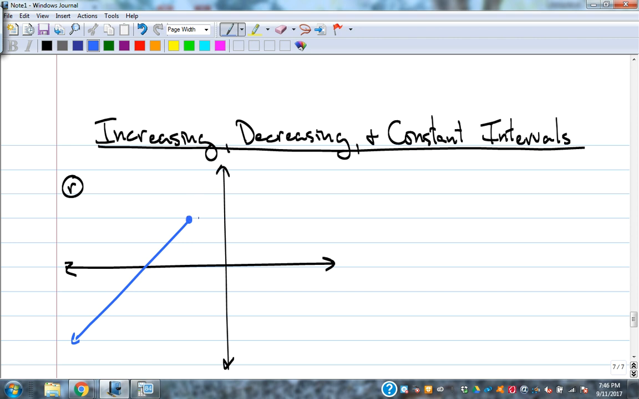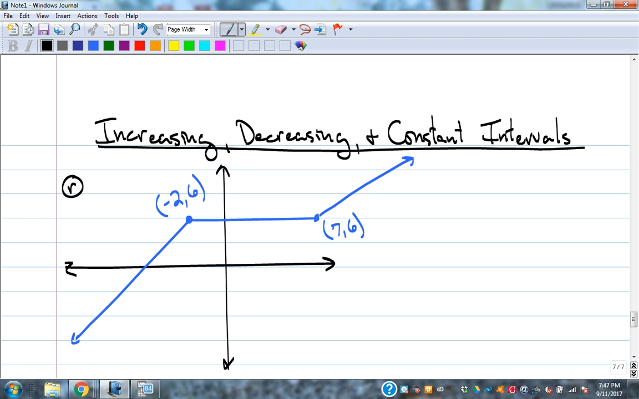Put a dot there, and then draw a flat piece across. Put a dot there. Put that there. Okay. The ordered pair for the dot on the left is (-2, 6). The ordered pair for the dot on the right is (7, 6). All right. What we're looking for here is intervals of increase and decrease.